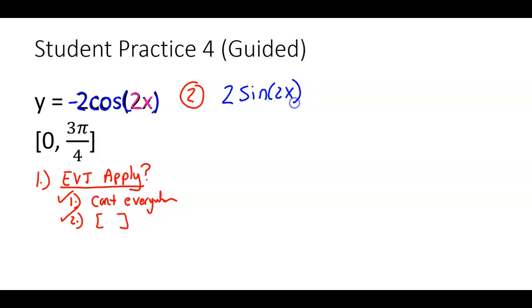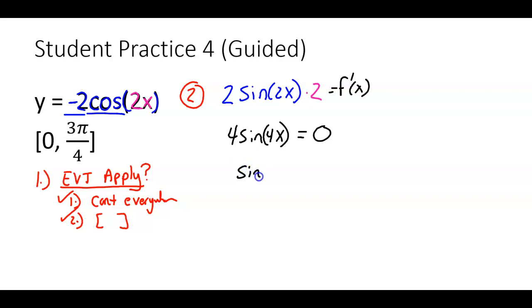It becomes positive because when you take the derivative of cosine, that makes a negative, and since we already have a negative, they cancel and make it positive. And then we're going to multiply that by the derivative of the inside, which is 2, and there's my derivative. Now I'm going to simplify that a little bit to 4 sine 4x, and I'm going to set that equal to 0 for step 2. Okay, so dividing both sides by 4 first, we get that.